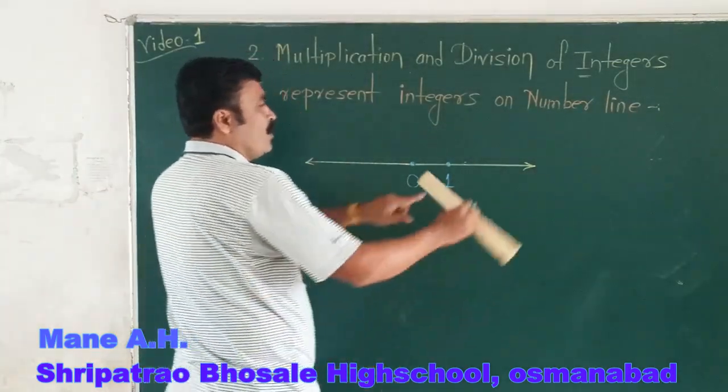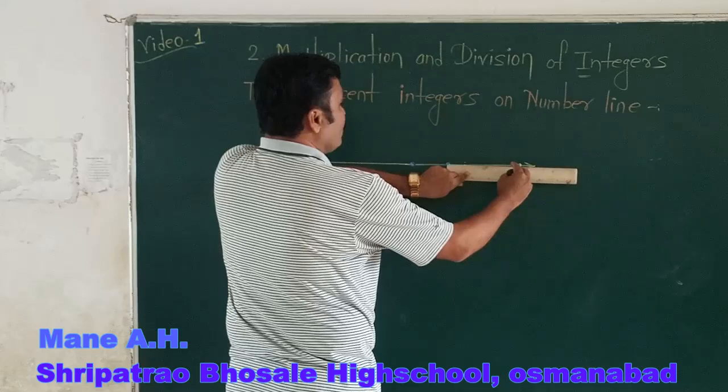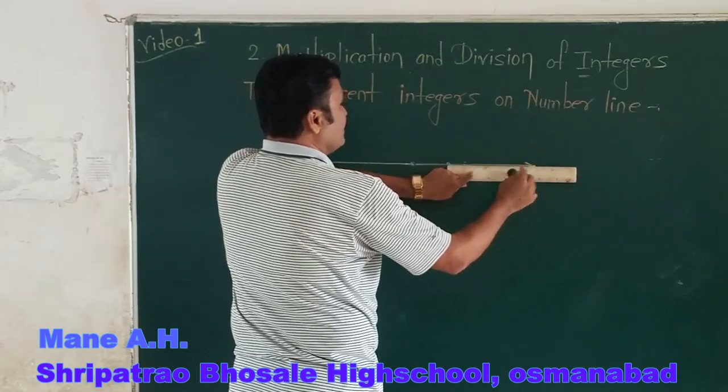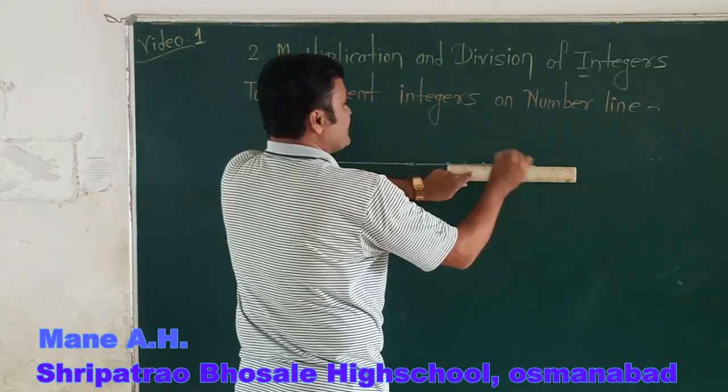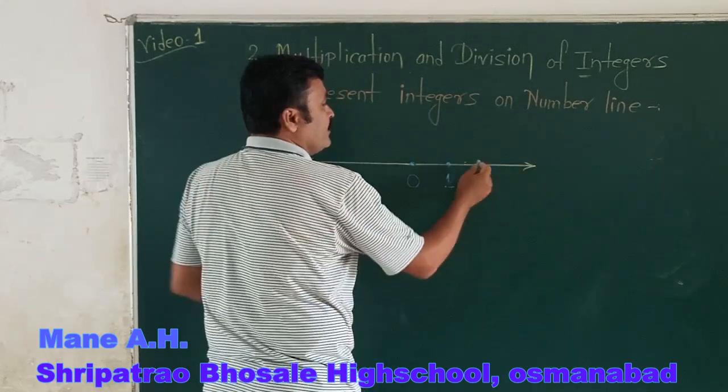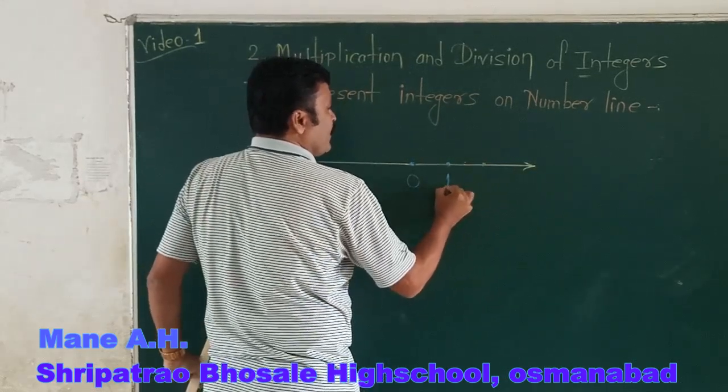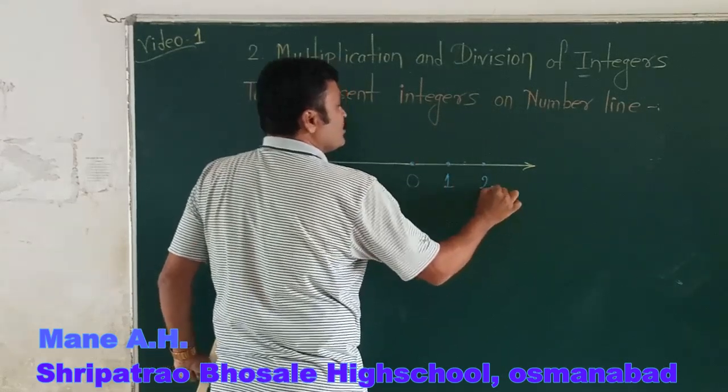So let's take again the distance of 4 centimeters from this 1, and let's fix another point, and this point I am taking as integer 2.